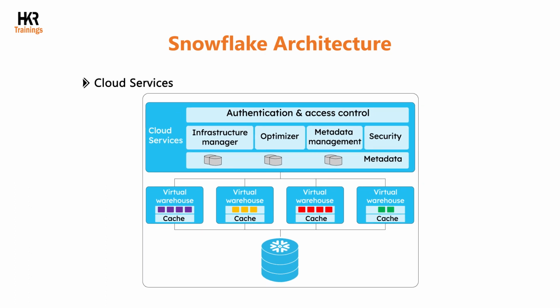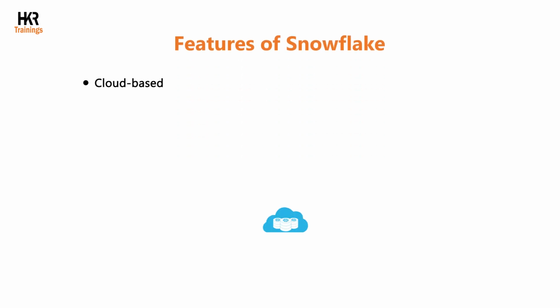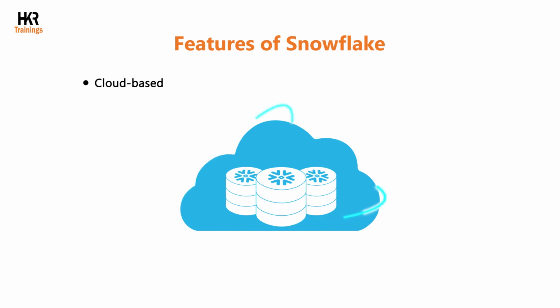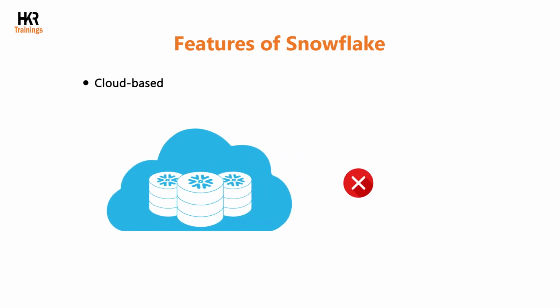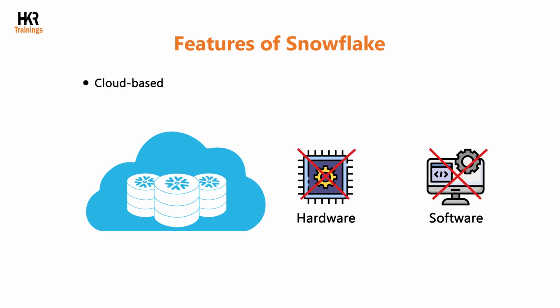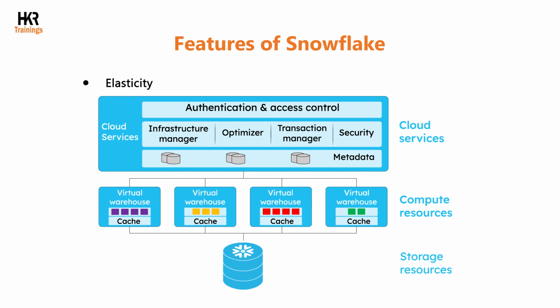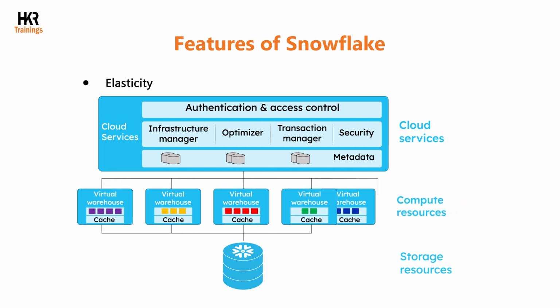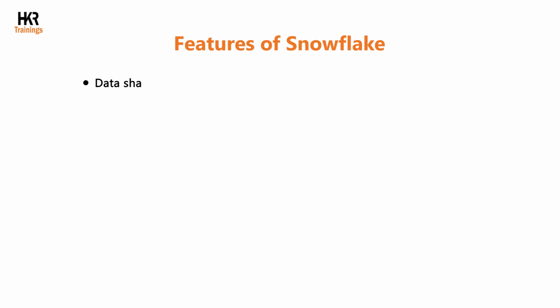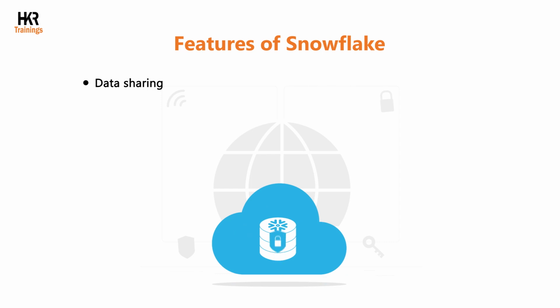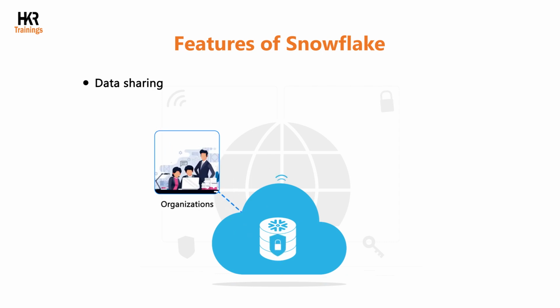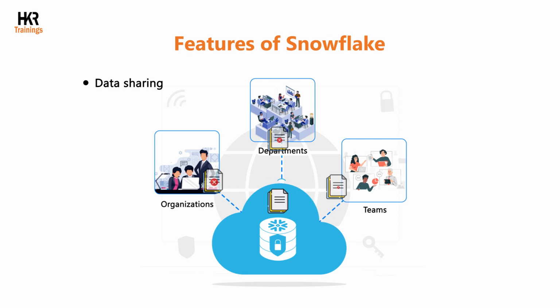We have seen the architecture of Snowflake. Now let's go through the features of Snowflake. Features of Snowflake. Cloud-based. Snowflake is a cloud-based data warehousing solution that runs entirely in the cloud and eliminates the need for hardware or software installation. Elasticity. Snowflake's architecture allows for elastic scaling, which means it can automatically scale resources up or down based on workload demands.